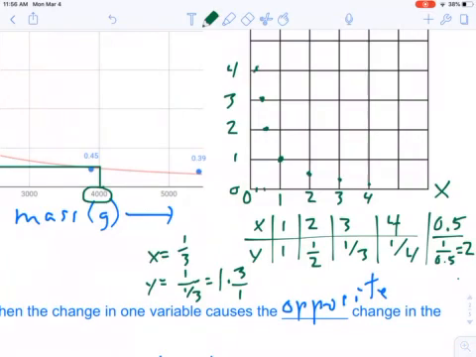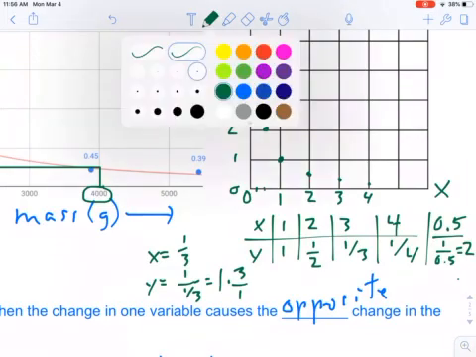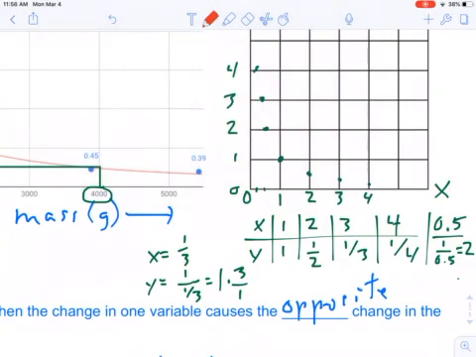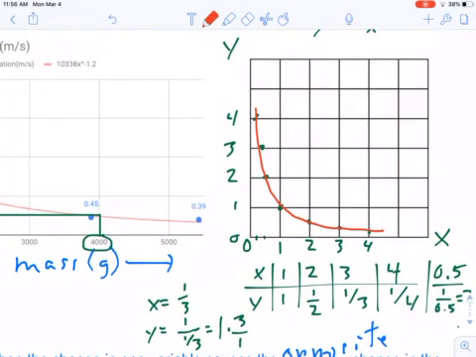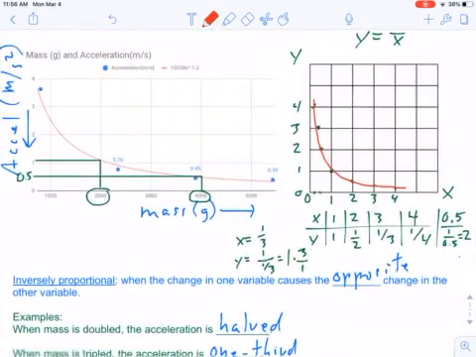This is the shape for graphs that are inversely proportional. So it's going to go like that, like this here. And we see these types of relationships often in physics. This is just the first one that we've seen in our own studies, where the more the mass, the less the acceleration.